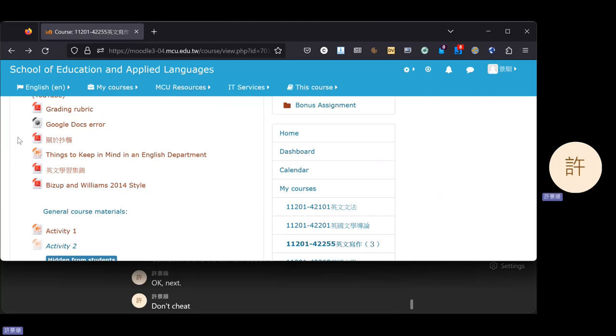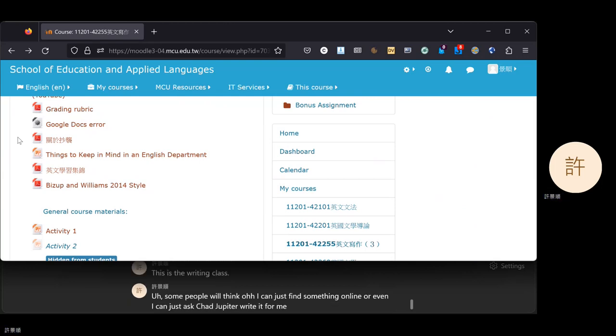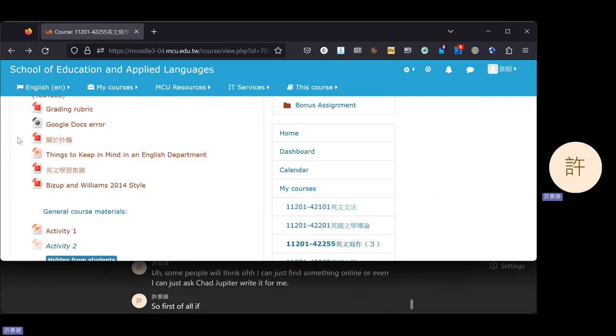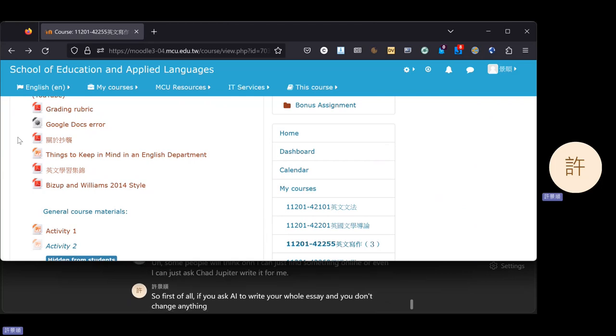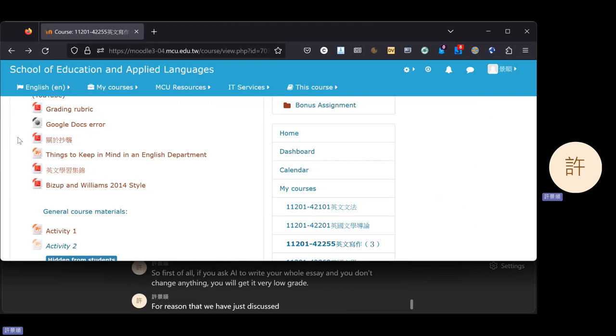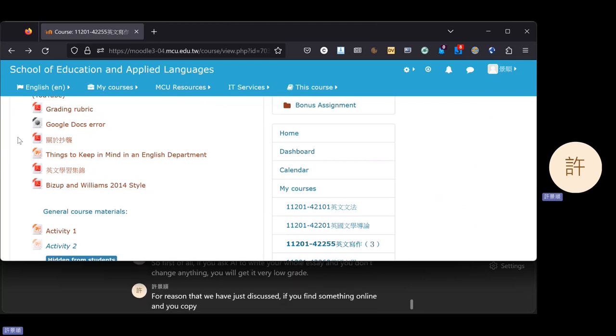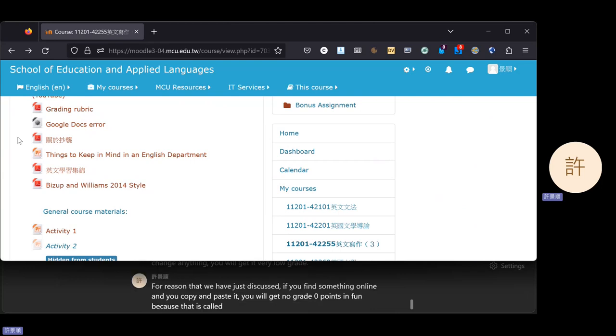Don't cheat. Right, this is the writing class. Some people will think, oh, I can just find something online, or even I can just ask ChatGPT to write it for me. So first of all, if you ask AI to write your whole essay and you don't change anything, you will get a very low grade for reasons that we have just discussed. If you find something online and you copy and paste it, you will get no grade, 0 points, because that is called plagiarism.